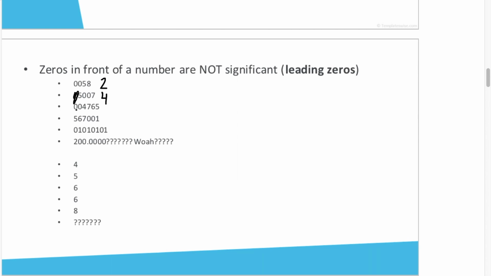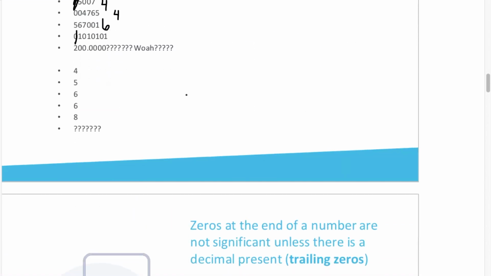For this one, the zeros are before, so they're not significant. For this problem, there would be 4 significant digits. For this one, the zeros are in between, and so they do count. So there's 3, 4, 5, 6, and so on. This 0 wouldn't count, it's in the front, and then everything else would count. So zeros in front of a number are not significant.